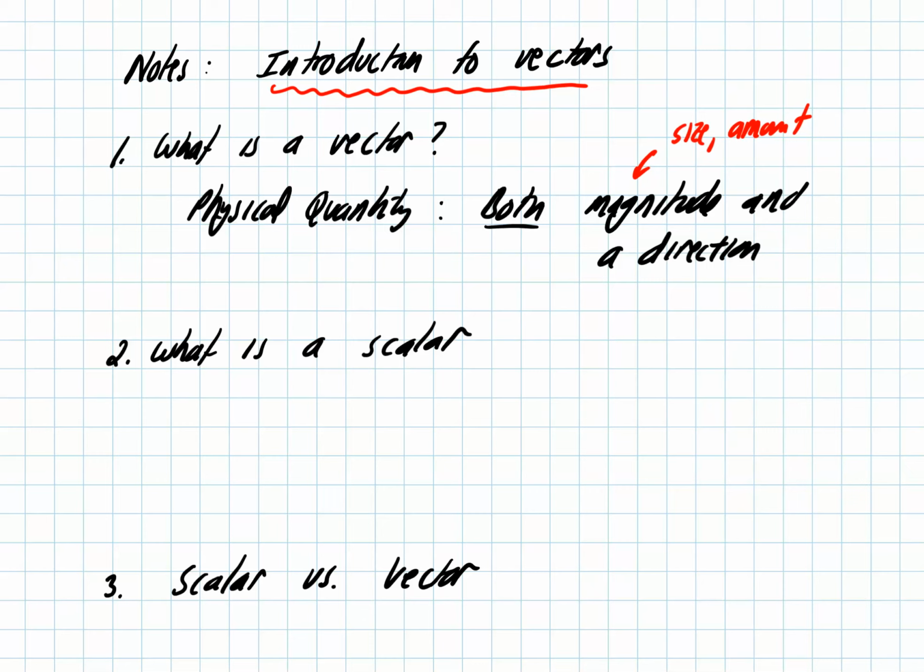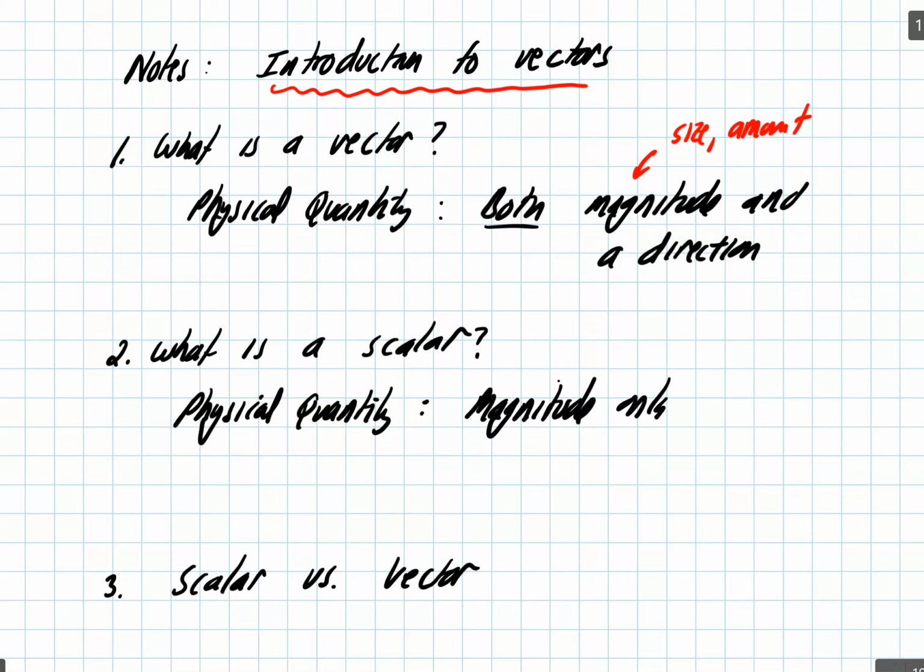Okay, so what do we call things that aren't vectors? What do we call things that have just a magnitude? Well, those are scalars. So a scalar is a physical quantity, all the stuff we've been measuring, but only if it is magnitude only. There is no direction aspect to a scalar quantity. The word scalar is not important. I'm going to use it occasionally. I'm not going to ask you to define it.